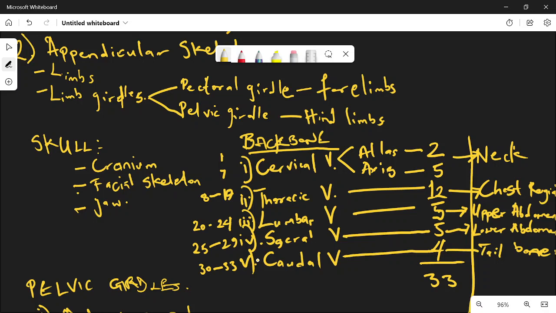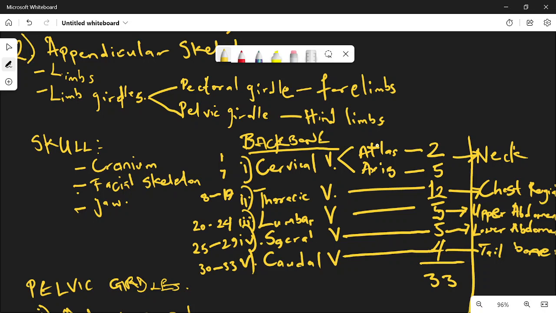Now, the first one, the atlas, is the one that carries our skull. It carries the bone of the head. It is on this very atlas that the head sits. So it is the function of the atlas that makes it possible for us to have the upward and the downward movements of the head.